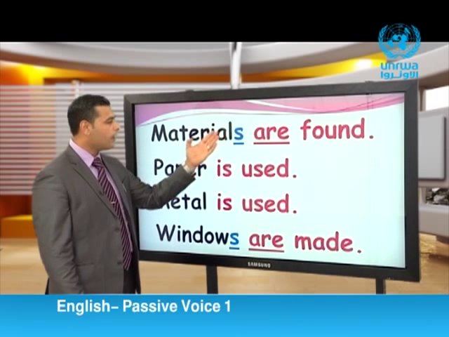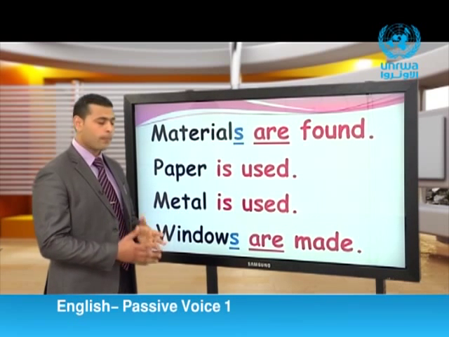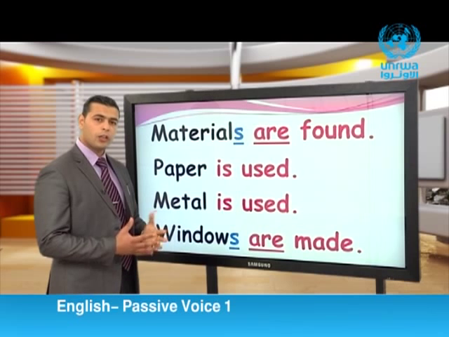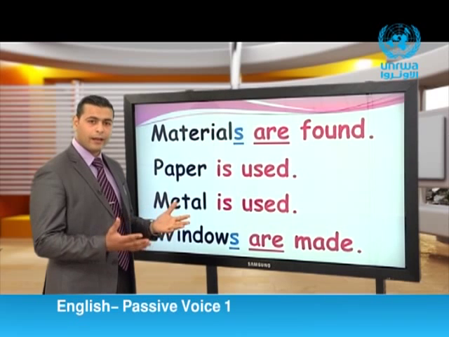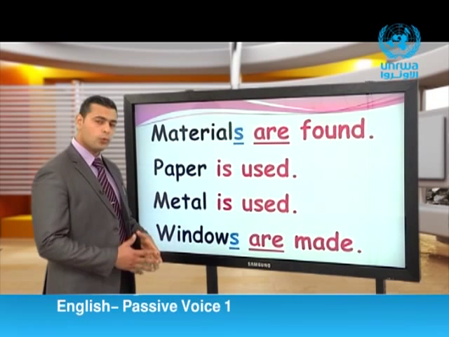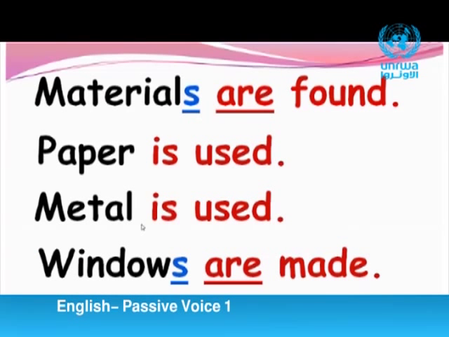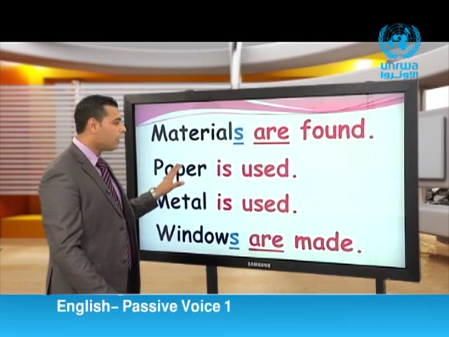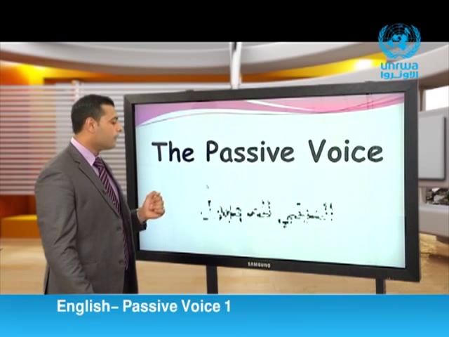Materials are found. Who makes them? We don't know. Paper is used. Who uses the paper in this sentence? This is unknown. Metal is used as well. The doer is unknown. Windows are made. Who makes them in this sentence? The doer is also unknown. This leads us to the passive voice.